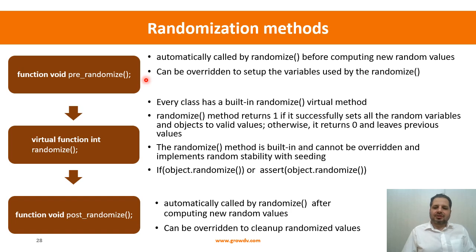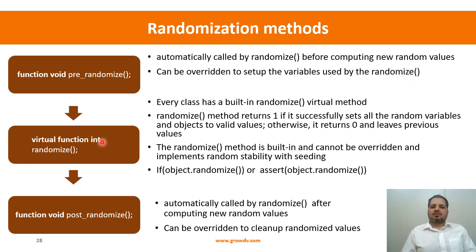Sometimes you have to prepare certain state variables before the randomize can take effect. So certain queues might have to be kept prepared, which are going to be used while it is doing the randomization. All that processing you can do as a part of the pre-randomize, and it gets called automatically. You don't have to call it. Whenever you call randomize, before computing the new values, it gets automatically called, and you can override this method and set up whatever preparation you want to do as a part of the pre-randomize.